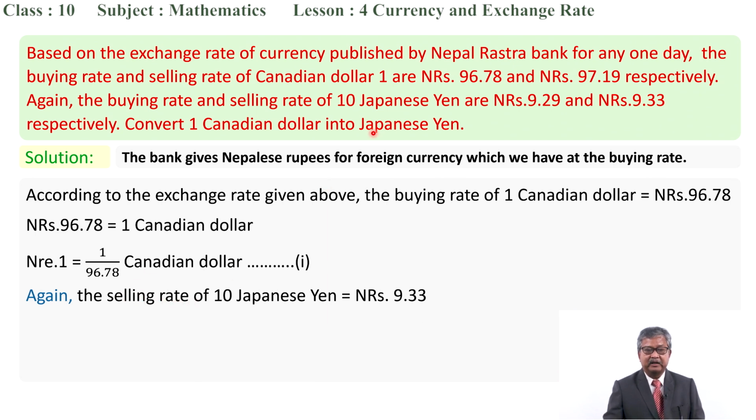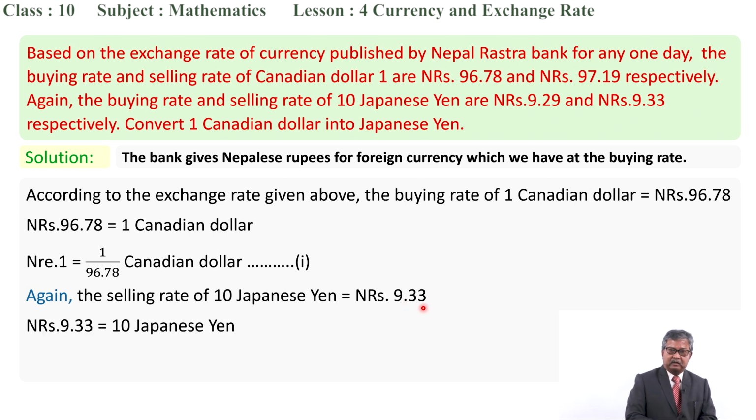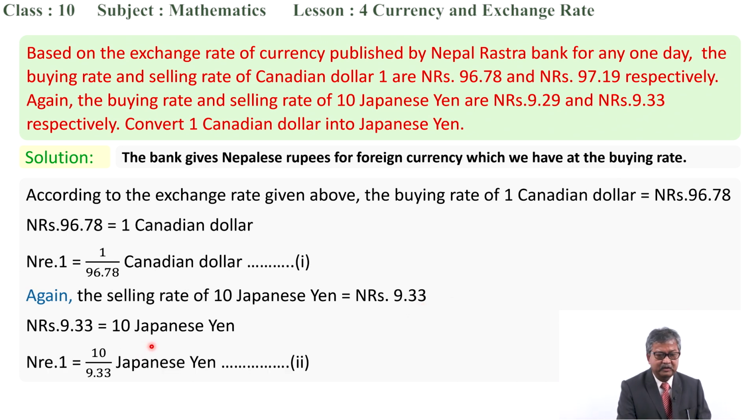So what is the selling rate of 10 Japanese yen? The selling rate of 10 Japanese yen is 9 rupees 33 paisa. So 10 Japanese yen is equal to rupees 9.33. So we can say that Nepalese rupees 9.33 is equal to 10 Japanese yen. So 1 rupee is equal to how much then? Then 1 rupee is equal to 10 by 9.33 Japanese yen.